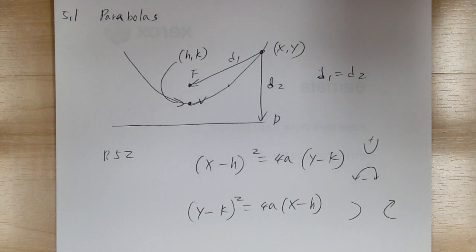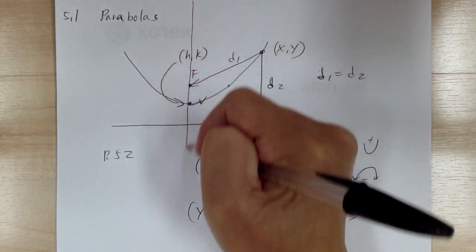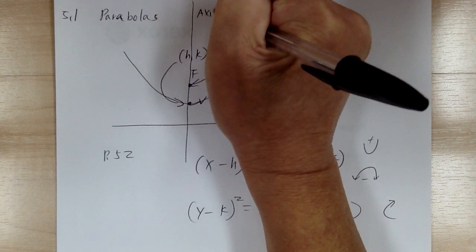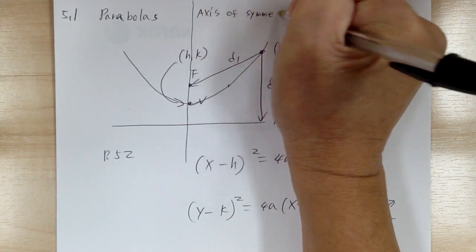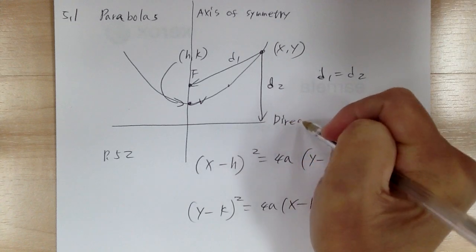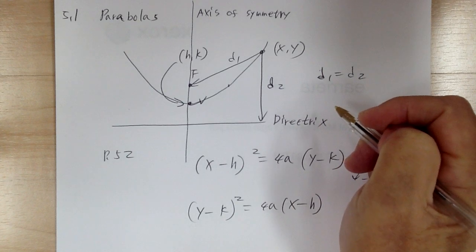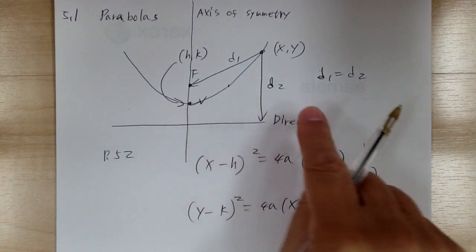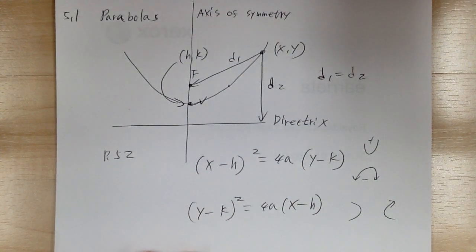Let's go to example 5.1. There are a couple more points. The line that goes through here is the axis of symmetry. So: focus, vertex, directrix, axis of symmetry. Okay, so let's go over some examples.